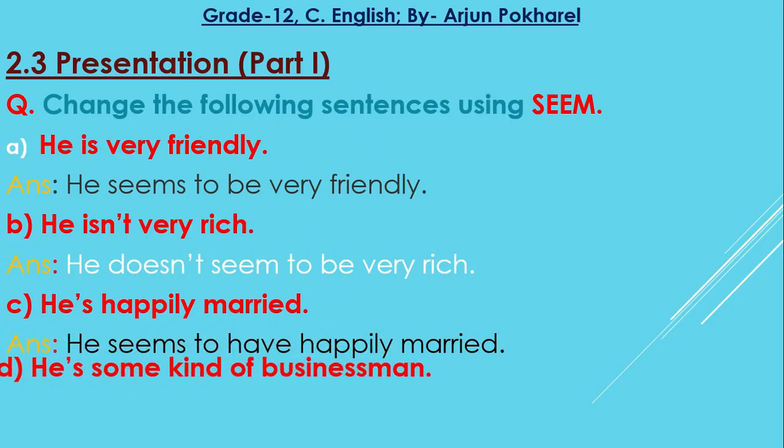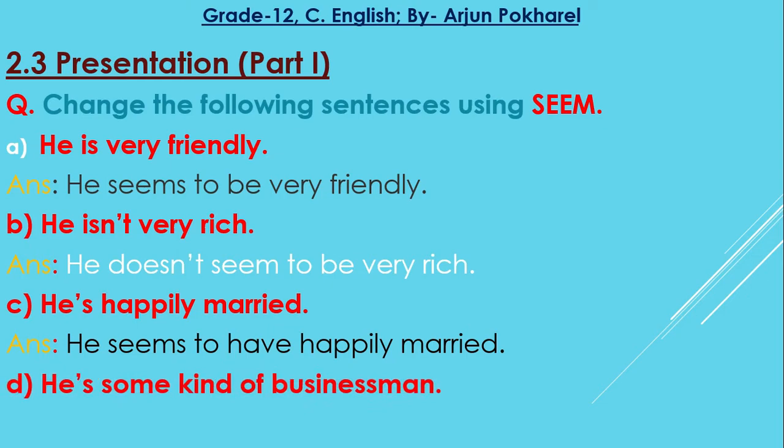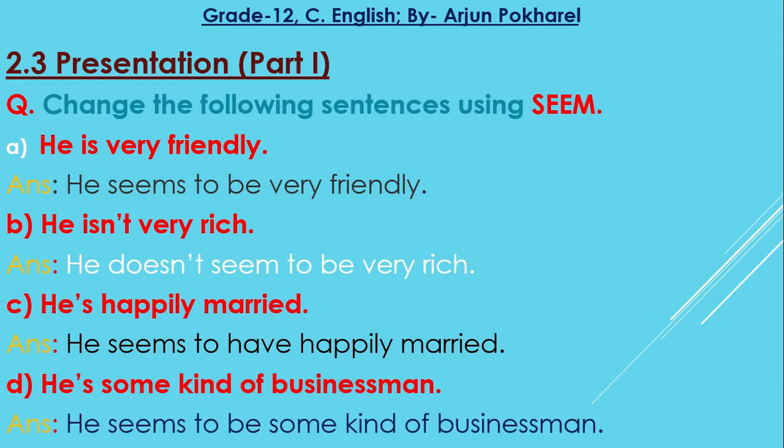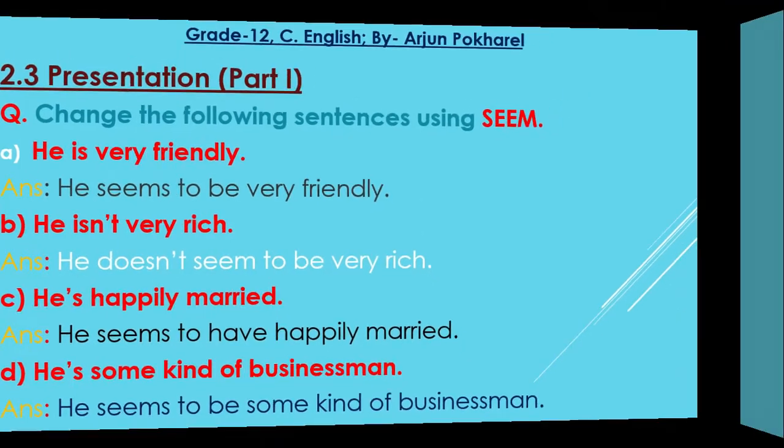Okay, and the next one is "he's some kind of businessman". Apostrophe s plus what here? Noun or adjective is there. The "some" cannot be a verb. If there is no verb, there might be a noun or adjective or prepositional phrase. That's why "he is some kind of businessman". Okay, here your answer becomes: he seems to be some kind of a businessman. Okay, in this way you do it.